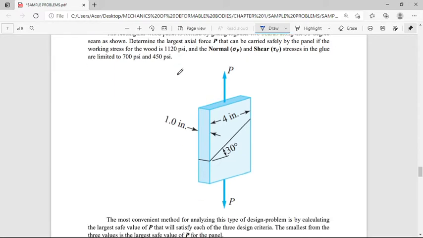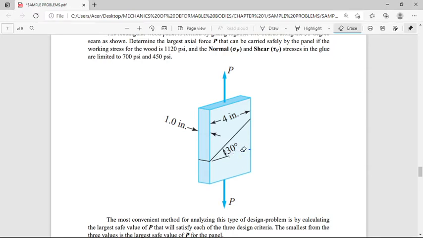So, he says, you have a wooden panel here, and you glued it along this seam, or this split. At 30 degrees with respect to the horizontal plane. So, it looks slightly inclined, tilted. But this is a rectangular wooden panel, and it has a 30-degree seam in line with the horizontal plane.